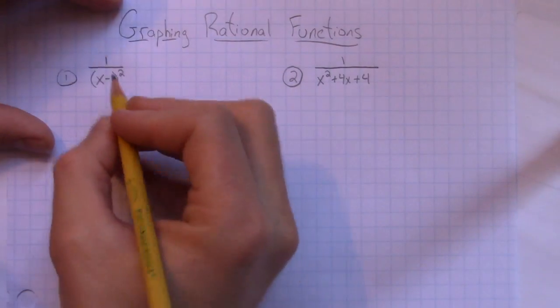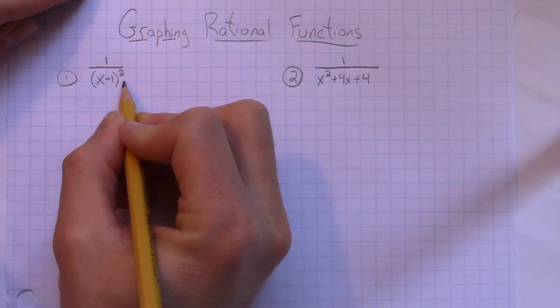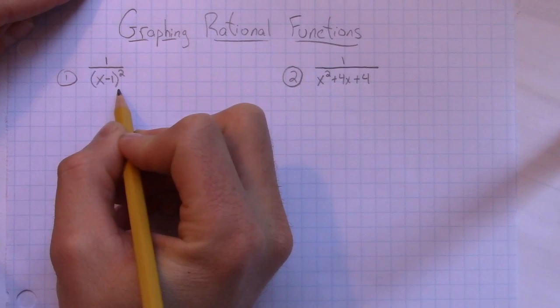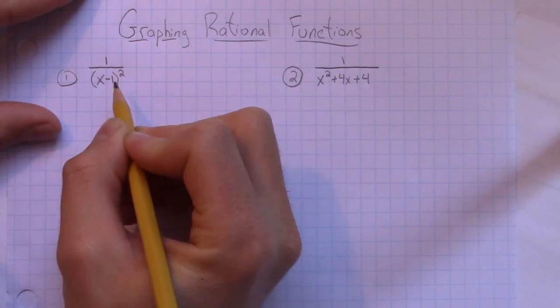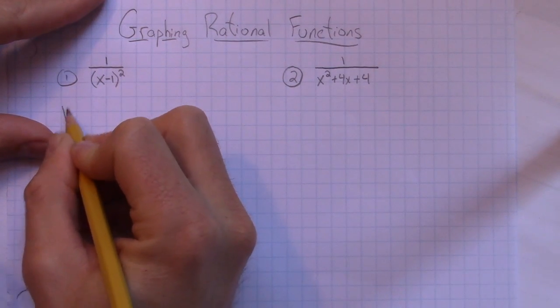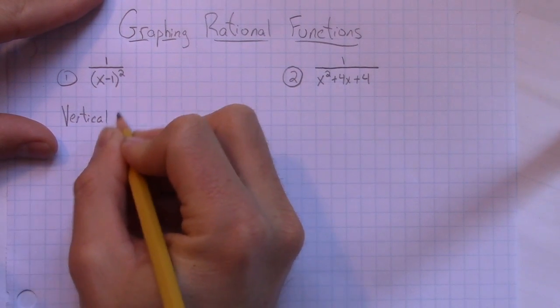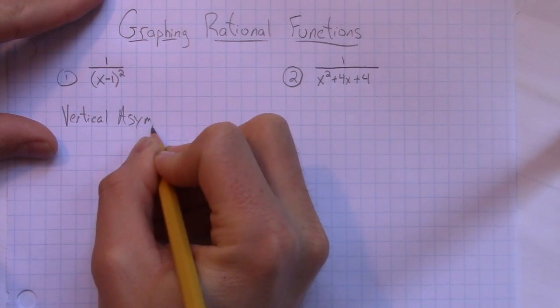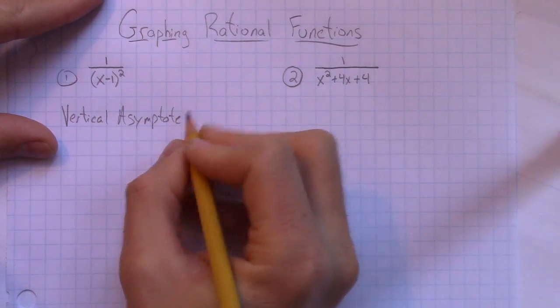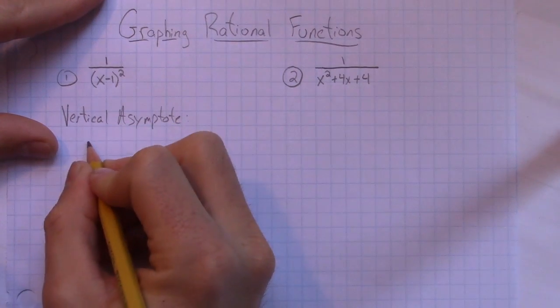So let's look at this. The domain. Domain is going to be all the numbers except for the ones that make the denominator 0. So it looks like we're going to have 1. And then we look at vertical asymptotes. So the vertical asymptote is going to be at x equals 1.